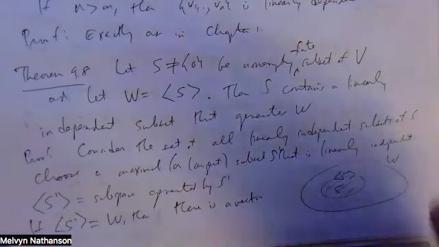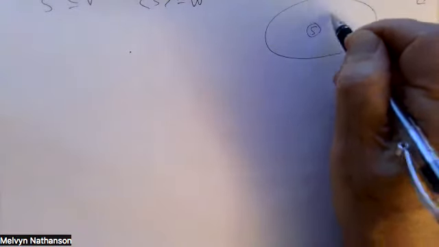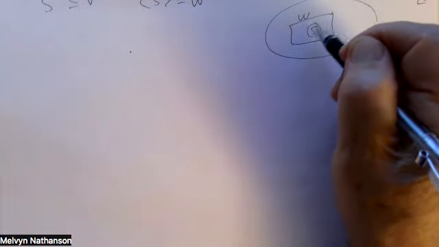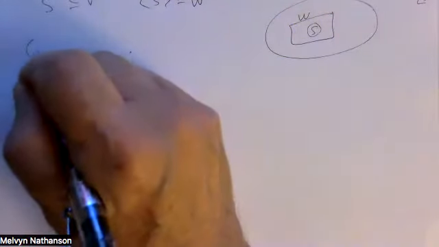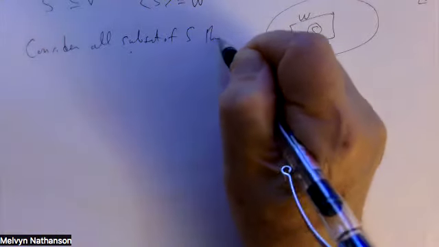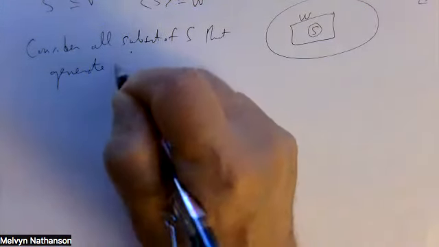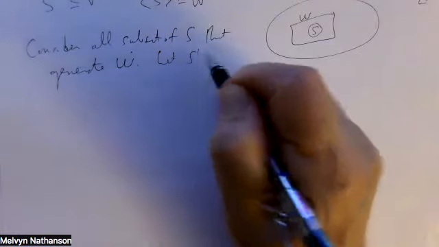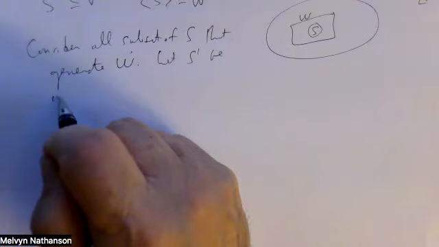Let me do it differently. This is good, but I'll do it differently. So we have S a subset of V, and S generates a subspace W. So here is the vector space V, here is S, and this W is the subspace generated by S. Consider all subsets of S that generate W. Let S prime be the smallest one, minimal.